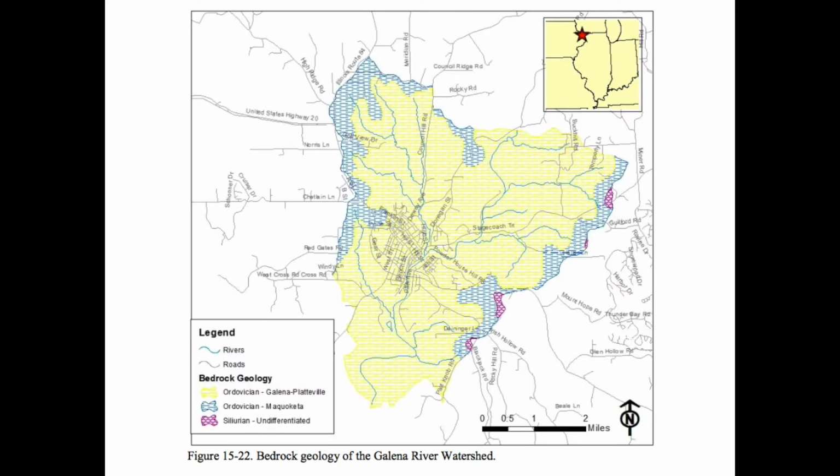This map shows the surface bedrock in the lower Galena subwatershed. Most of the area is underlain by the Galena-Platteville dolomite, shown in yellow. The higher elevations are underlain with Maquoketa shale, shown in blue, and the highest points, consisting of Silurian dolomite, are shown in magenta. The area's geology is an important consideration for effective water resource management.